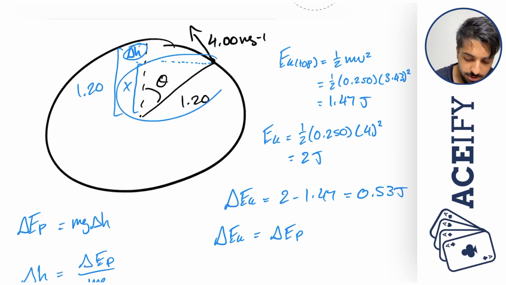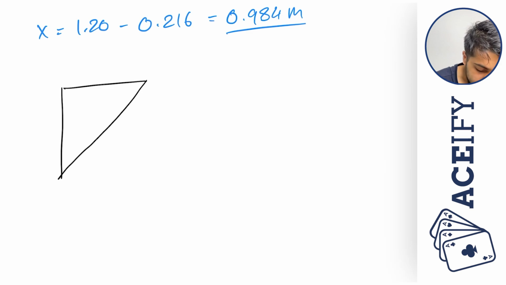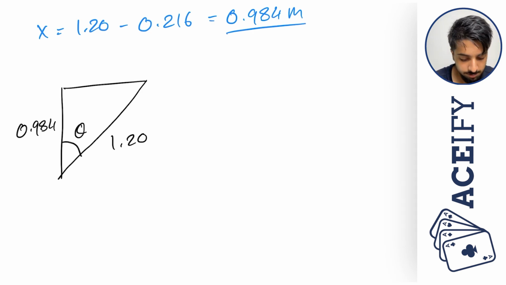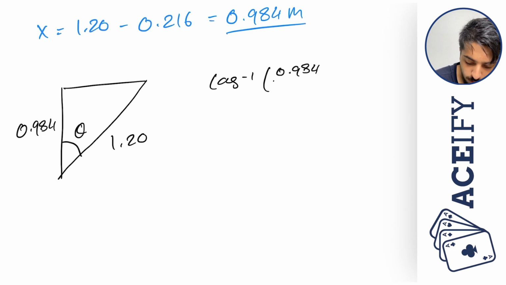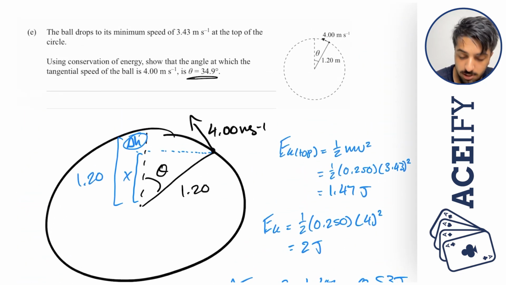Now if I just redraw this triangle down here, we know that this distance is 0.984. This distance right here is 1.2 meters. And obviously we're trying to find this angle. Now we have our hypotenuse and our adjacent side, so we know we have to use our cos relationship. And so therefore cos theta equals 0.984 all over 1.2 meters gives us a theta of 34.9 degrees. And as you can see, that is the angle that we're trying to find.